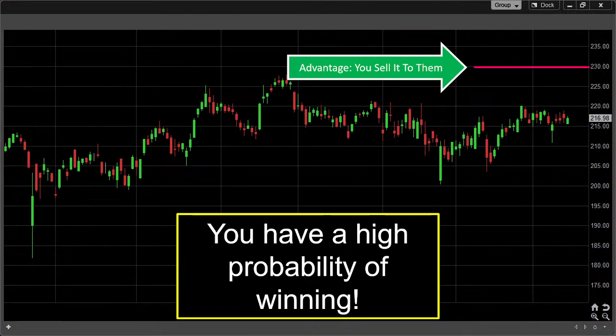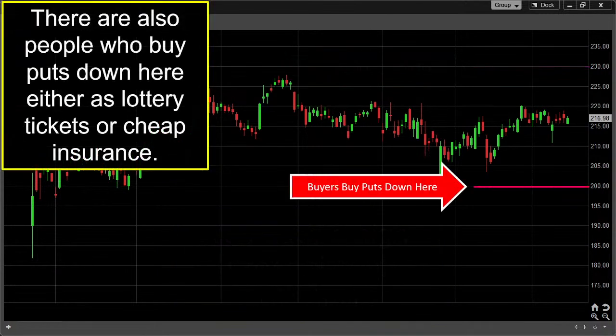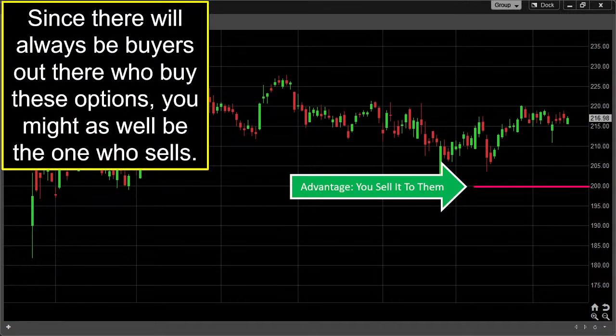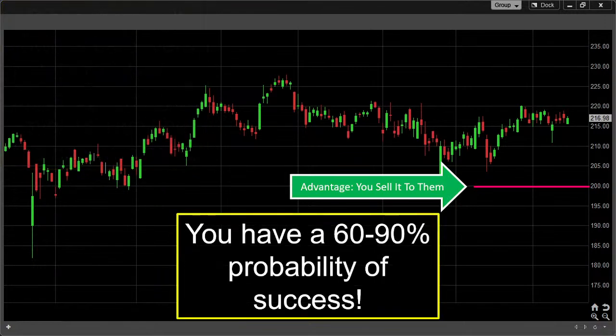Now, the same goes for puts. When do you use a put? A lot of people use puts when they think a stock is going to go down. It's the idea of short selling, essentially. You think a stock goes down, you buy a put. Or there's people out there who own stock and they buy puts to protect themselves. That's great. Listen, it doesn't matter why you're buying these puts well below the market. Since there's always buyers out there, they need someone to be the seller. That's me. When I sell those options to them, I'm giving myself a 60 to 90% probability of success right off the very start of the trade. There's no trading strategy here.